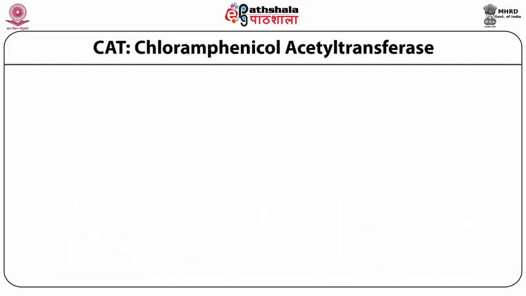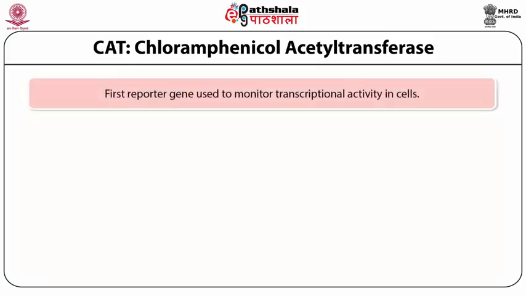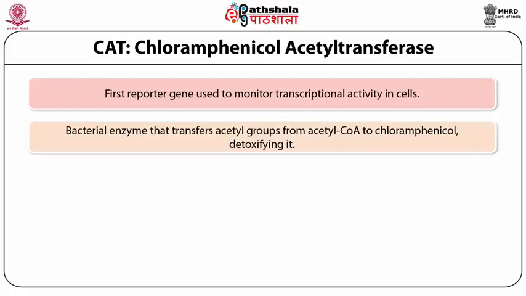The CAT gene codes for chloramphenicol acetyltransferase. This is the first reporter gene used to monitor transcriptional activity of promoters. This CAT gene is derived from bacteria. This gene codes for, as I mentioned, chloramphenicol acetyltransferase, which has the ability to transfer acetyl groups from acetyl-CoA to chloramphenicol, thereby detoxifying this particular antibiotic.